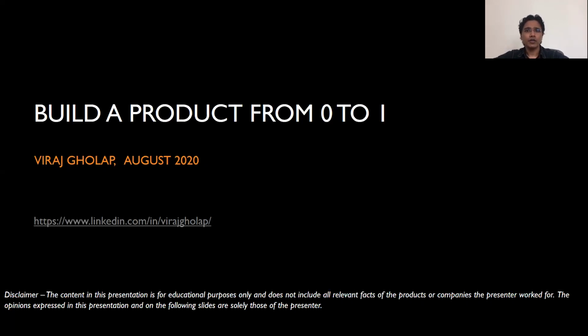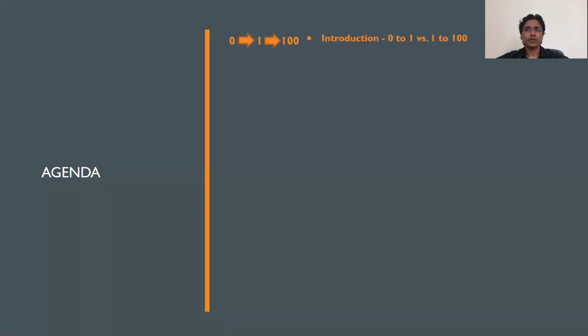Here we will go through various things. Let's look at the agenda. So we'll first talk about what is a product from zero to one and what does it mean to take it from one to 100. Today we'll focus primarily on zero to one.